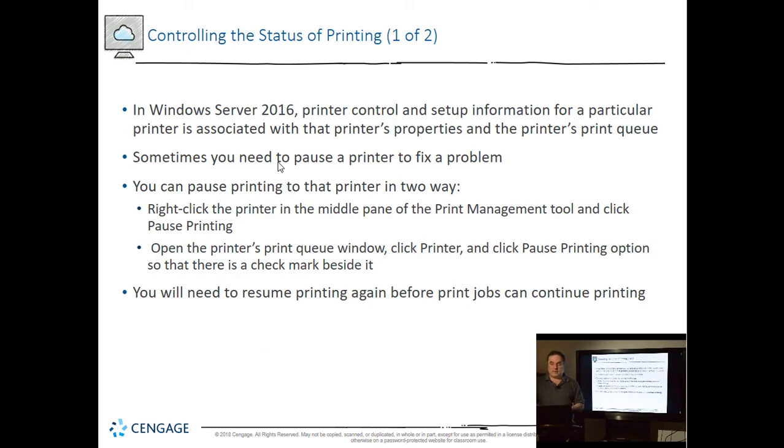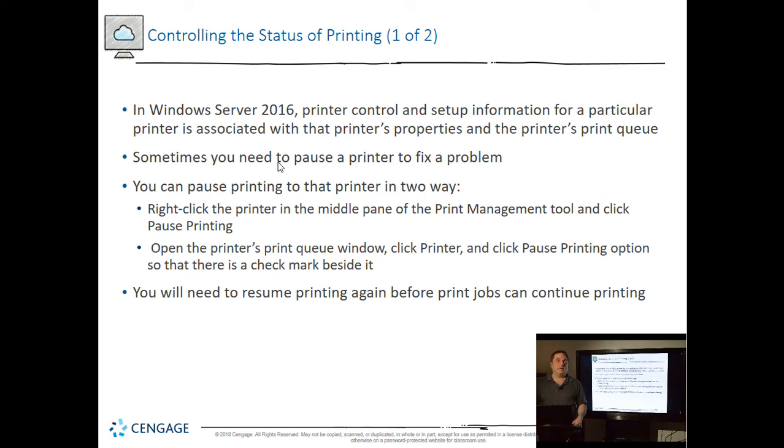In Server 2016, printer control and setup information for a particular printer is associated with that printer's properties and the printer queue. So sometimes you need to do some things to the printer, such as pausing the printer. You can pause the printer by right-clicking on it and choosing the pause printing option. This happens on occasion when somebody accidentally sends a big print job and says, oh no, I didn't mean to do that. Or somebody else needs to get access to that printer and you want to cancel that print job. You can go in and do that as well.